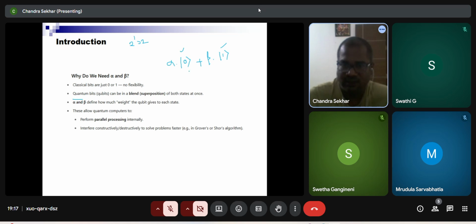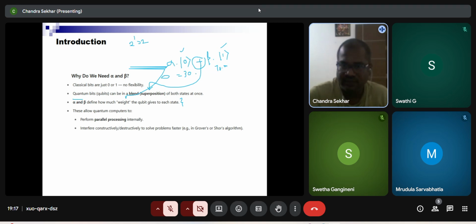Okay, so how to make chapati? So 30% atta, 70% milk. Same, that is called the state of the food. Same like this. So it contains both. Okay, and what is this? So this is the weight the qubit gives to each state. So this combining is called superposition.